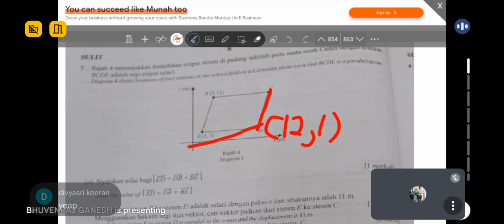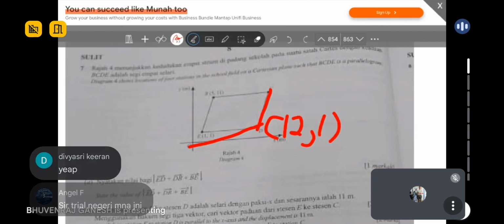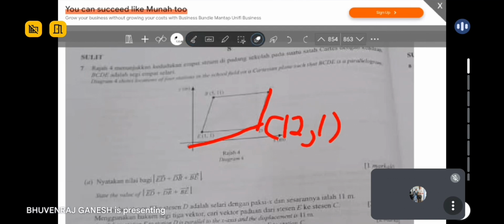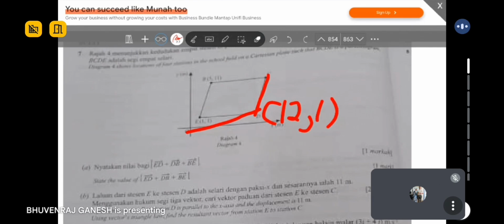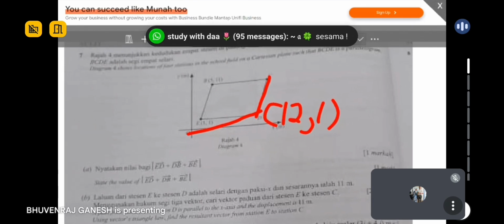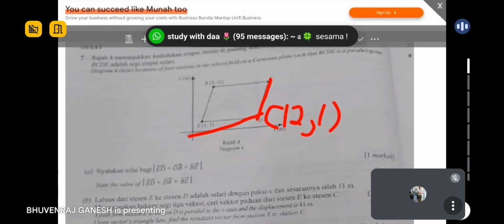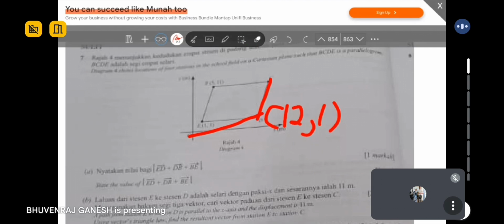Okay, no problem. Maybe this one is not a common method people will think. Ini bukan kaedah biasa, tapi boleh juga. OD plus DC, you get OC also. Then you take EO plus OC, you get EC. Also can. Yes, ada dua kaedah. The first one is easier, the one I explained just now.